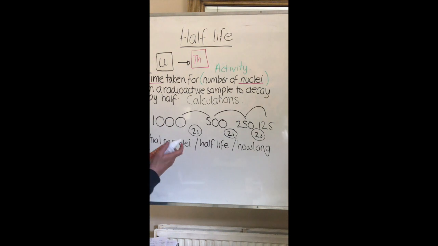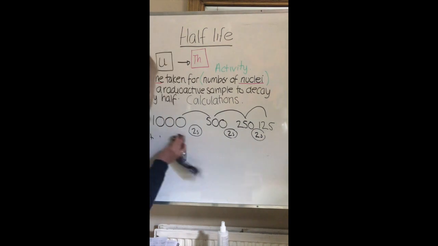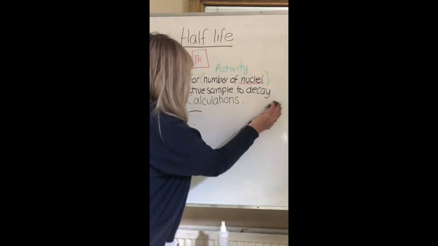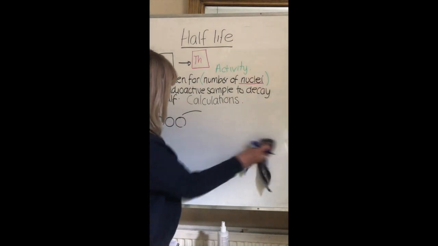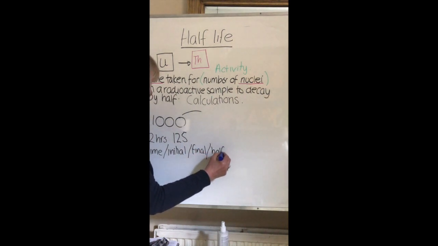Another way you can use this kind of looping idea between half-lives is if they give you a different question and ask you, what is the half-life? So they might say it took so long to get to X number of nuclei. Let's demonstrate this again. They give you the initial number, 1,000, and they say after 12 hours we got to 125 nuclei. What is the half-life? So they give you the time, the initial number, the final number, and they want you to calculate the half-life.